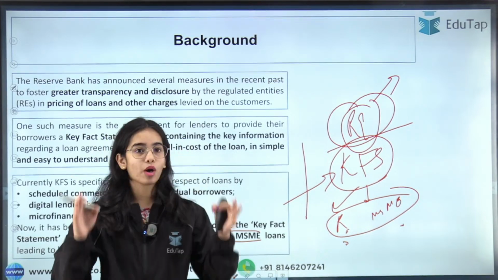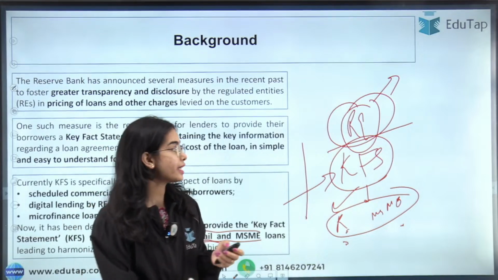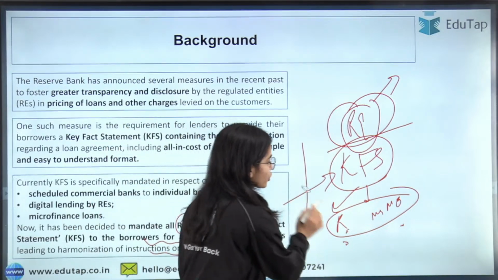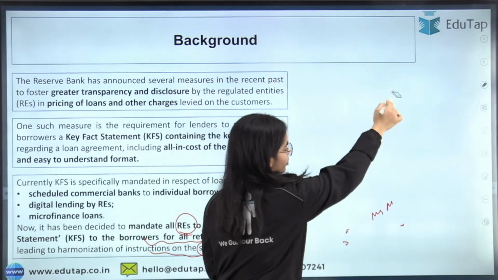Yes, I will show you how the division happens. RBI has also provided it. So let's continue and I will show you the division also. Okay, do not worry about it.